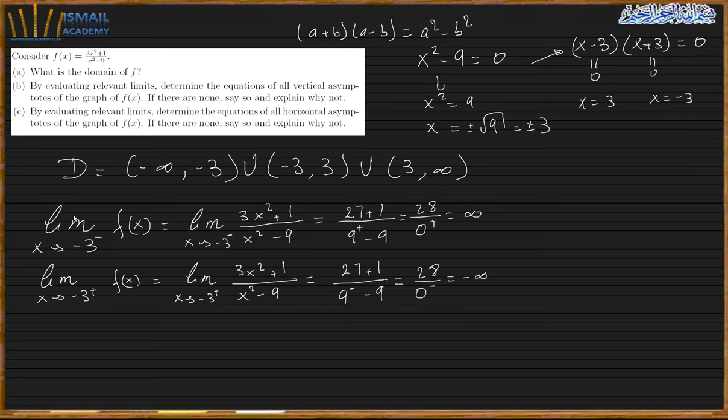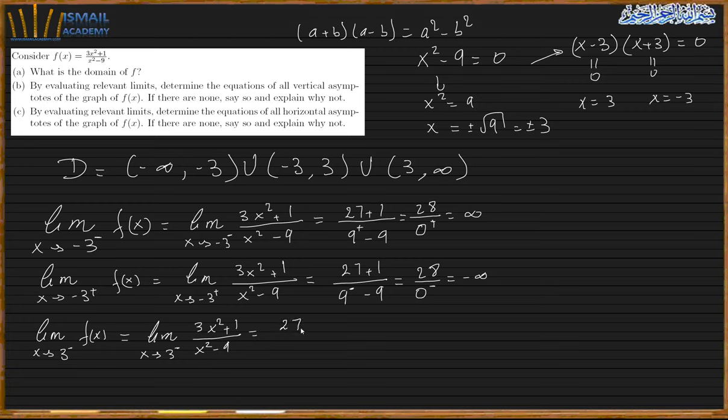We do the same thing for 3. I do the limit of f(x) when x goes to 3 minus. You see, I'm going to do the left side of 3. The left side of 3 is 2.9999. I'm just giving you an approximation of how you should see 3 minus and 3 plus. So here will be the limit of (3x² + 1)/(x² - 9) when x goes to 3 minus. Here it's going to be 9 minus, because it's going to be less than 9.